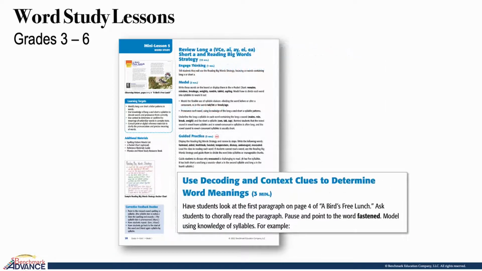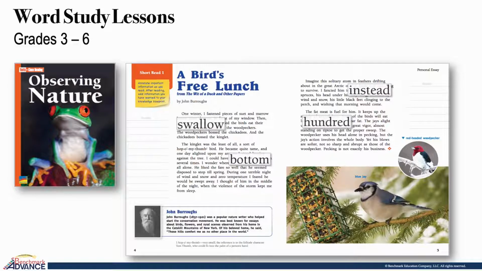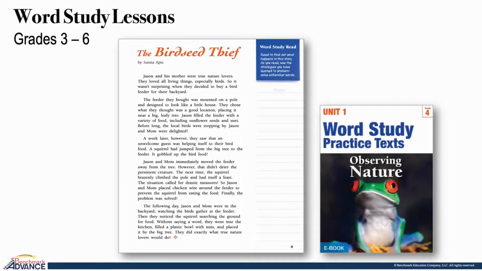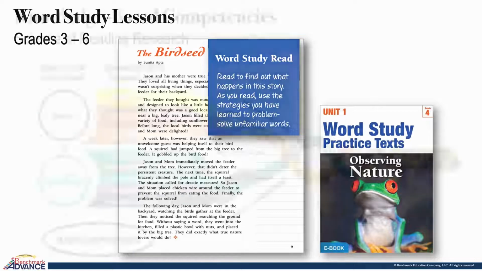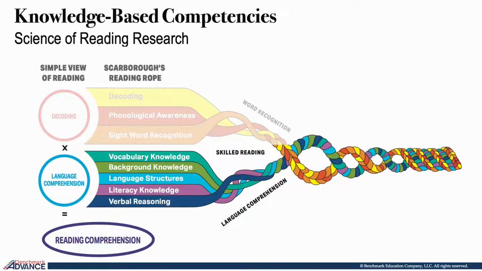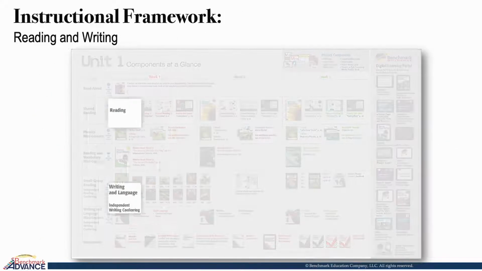Decoding and context clues are used to determine word meaning. These skills are taught using a familiar text, reflected in spelling, and then applied in an unfamiliar text called a word study read. Now, let's look at the knowledge-based competencies from the science of reading research. These are taught through our reading and writing lessons.